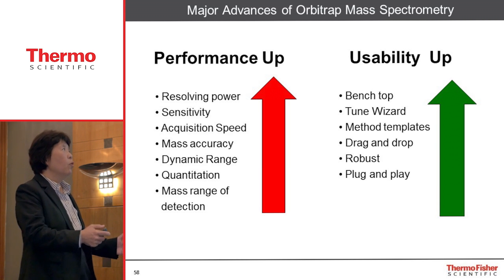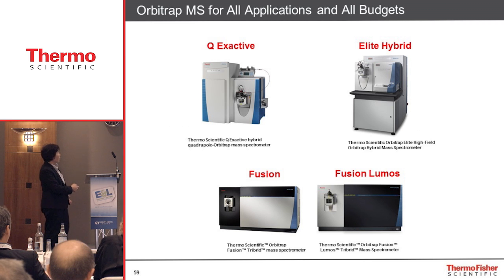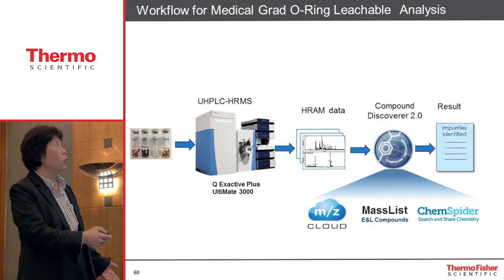And we have a wizard, we have a method template. All you need to do is drag and drop, build up your method. And it's robust and basically plug and play, right? So this is an Orbitrap mass spec we have, to fit all the budgets and applications. Within the Q Exactive, like Kyle said, we have a series, right? So I will just quickly go through the analysis for the O-ring, right?